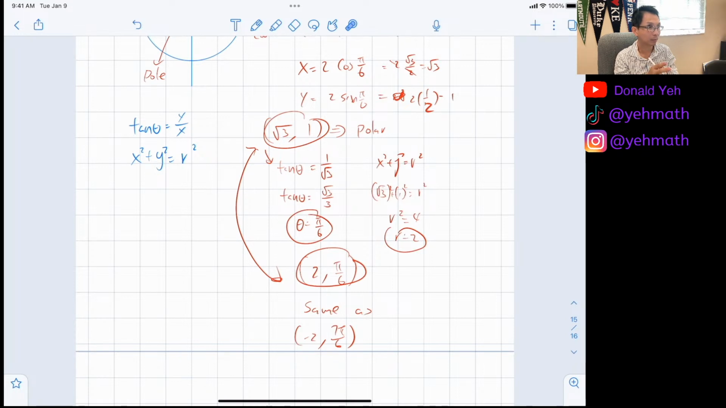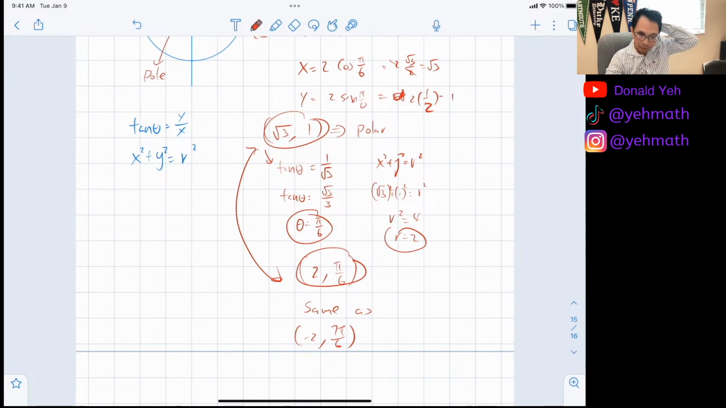So can we also say 2 comma 7 pi over 6? Oh no, you put -2 comma 7 pi over 6. No, 2 comma 7 pi over 6 will be in the third quadrant. But -2 is going to give you the opposite direction. Negative is going to give you the opposite side. It's only 180 degrees. Does that say pi over 6 or 7 pi over 6? 7 pi over 6. Okay.